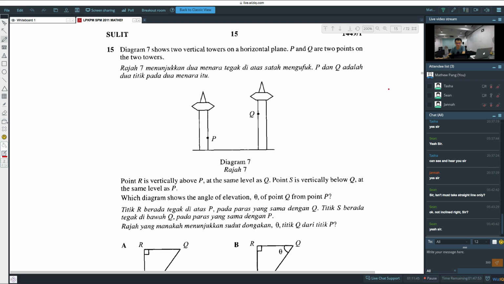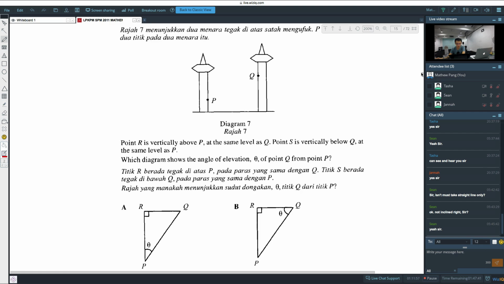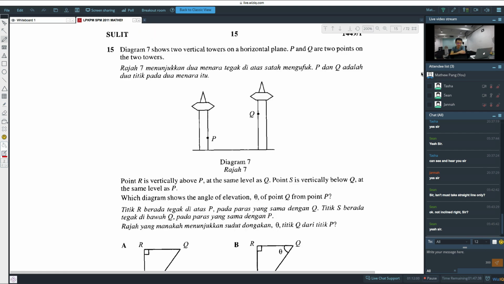Okay, in question 15, diagram 7 actually shows two vertical towers on the horizontal plane. P and Q are two points on the two towers. In this case, point R is vertically above P. So I guess R is at the bottom, at the same level as Q. So R should be somewhere here, at the same level as Q and vertically above P. And S is vertically below Q and at the same level as P. So this one should be S, and it will be at the same level as P.